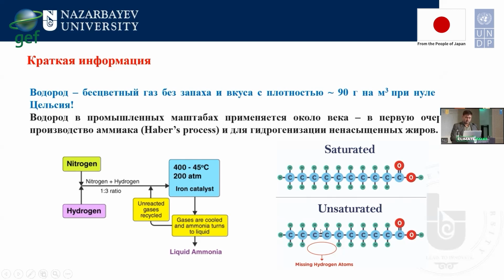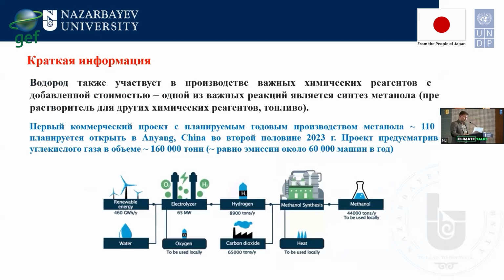And production of hydrogenated fats is a known process where we have double bonds, and you use a catalyst for breaking these double bonds. With hydrogen, the additional hydrogen atoms allow you to get saturated fats. And hydrogen, as I said, has already been used for more than a century. The modern methods for the use of hydrogen also include producing important chemical agents with high added value.